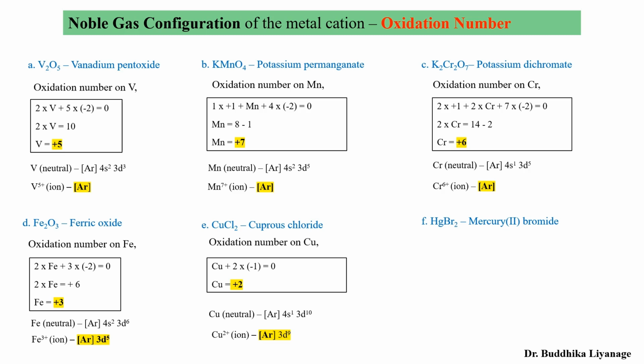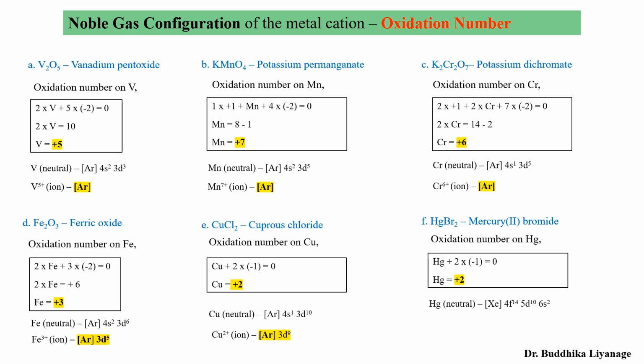Next one, HgBr2, mercury(II) bromide. We calculate the mercury oxidation number, it is +2. Mercury atomic number is 80. So if we write the configuration in the noble gas shortcut, xenon 4f14 5d10 6s2. Hg2+ means the outermost shell, the larger n number, 6s2 electrons we need to remove. Then the configuration of Hg2+ becomes xenon 4f14 5d10.